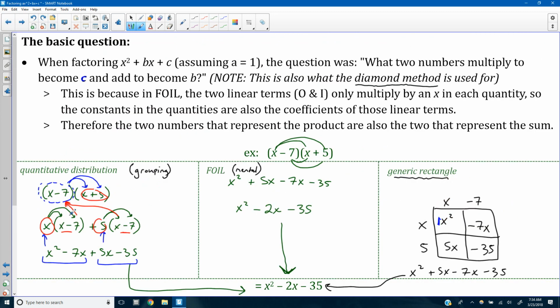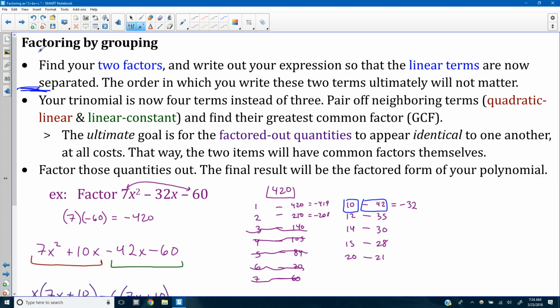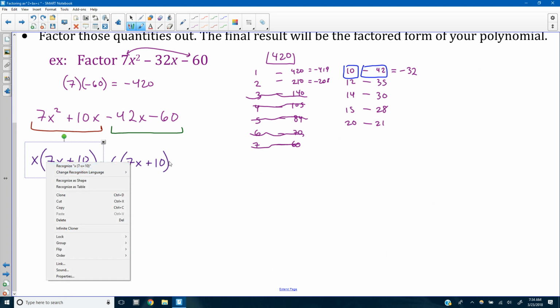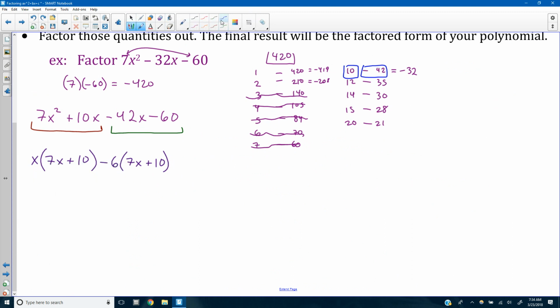Remember how back on this slide, the x minus 7 factored out of both of these items right here. What was left when I factored the x minus 7 out of here? Just an x. And out of here? Just a 5. So x plus 5 was all that was left in the other quantity. So let's do that here and finish this one off. The 7x plus 10 is going to factor out of both terms here.